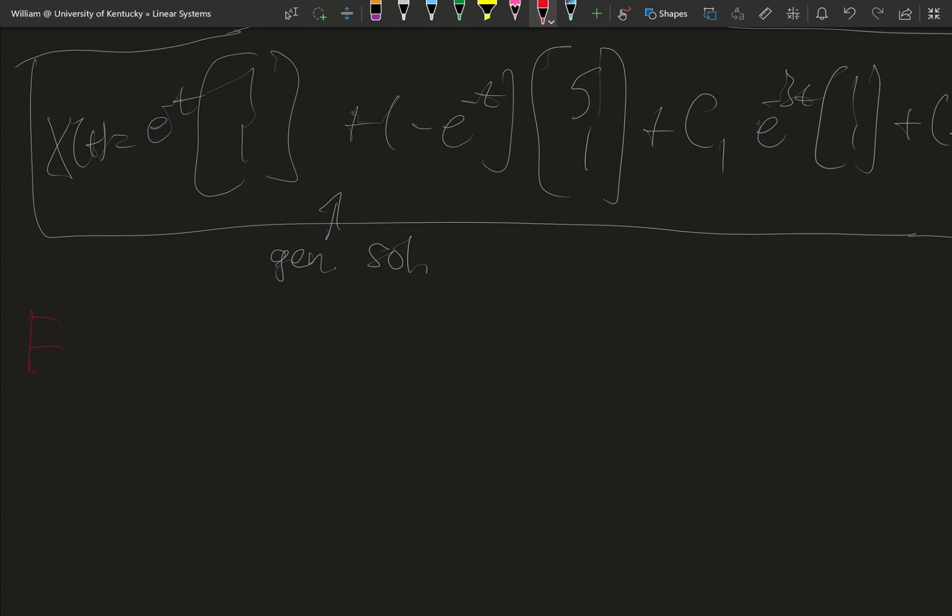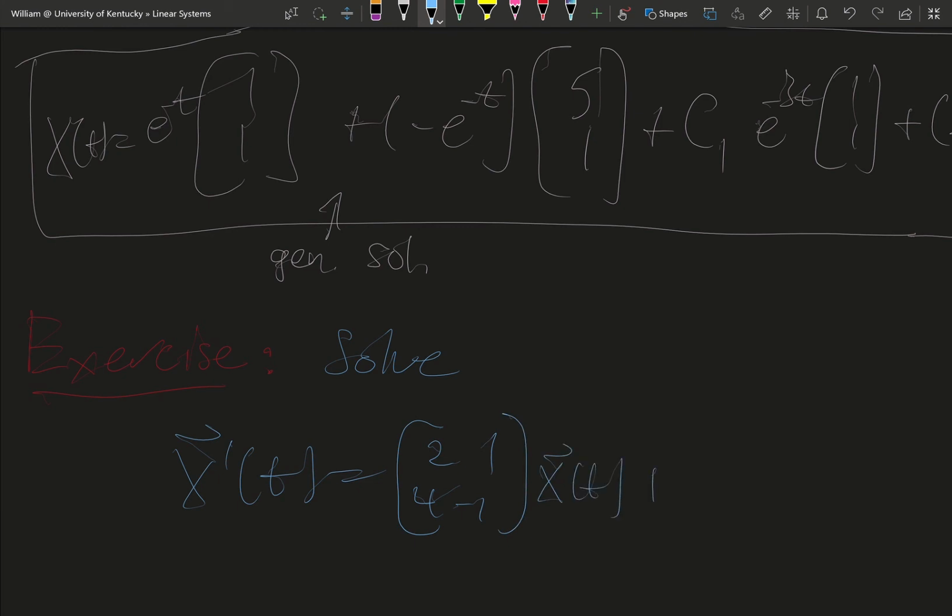So I'm going to give you guys this last one as an exercise. Because I just want you to practice sort of the n bits, I'll tell you what the eigenvectors and eigenvalues are for the matrix. So solve x prime of t equals the matrix 2, 1, 4, -1 times x of t, plus 4 e to the t plus 3t e to the t.